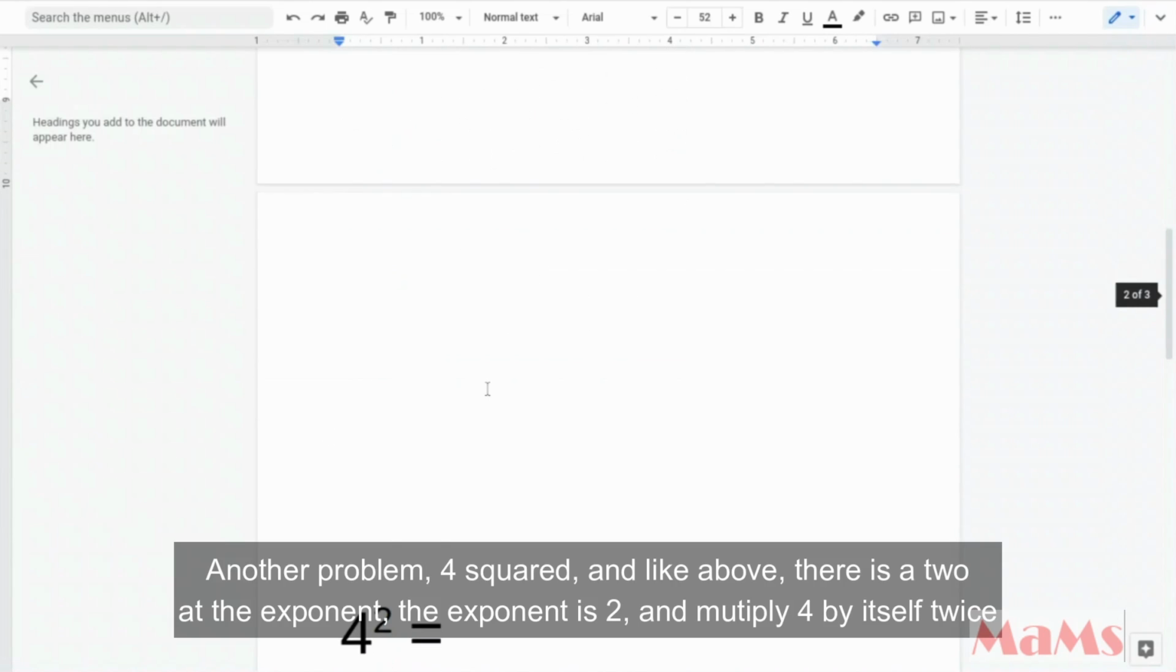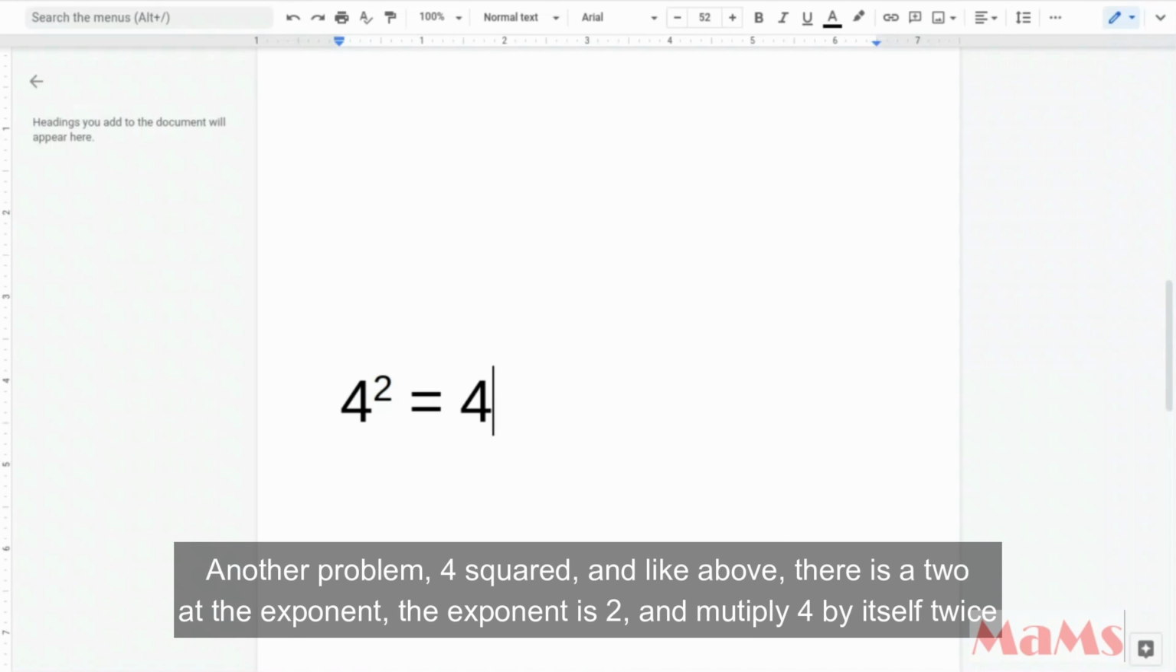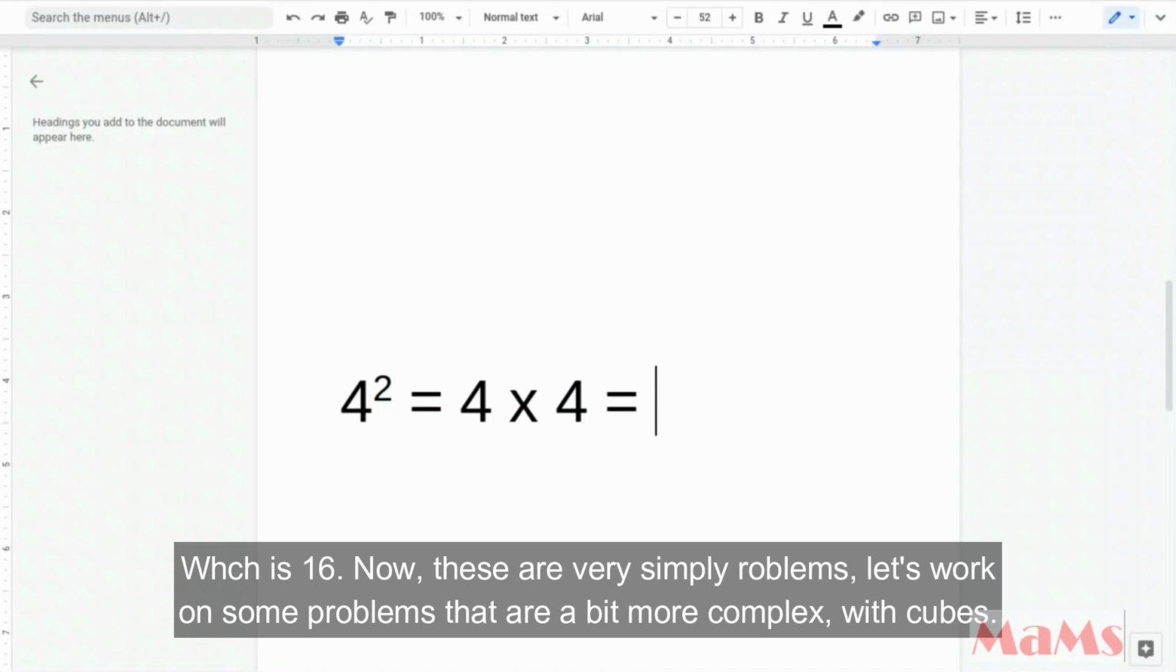Another problem is 4 squared. And like above, there's a 2 in the exponent, right? The exponent is 2, so we'll just multiply 4 by itself twice, which after some simple multiplication once again is 16.